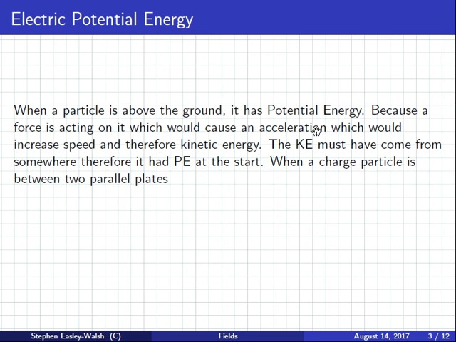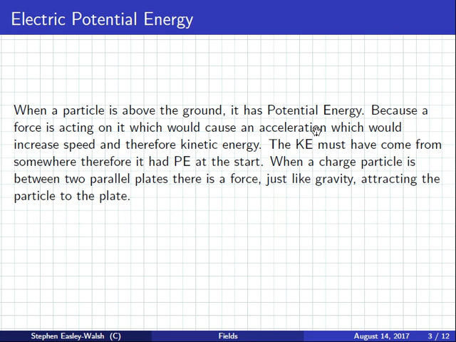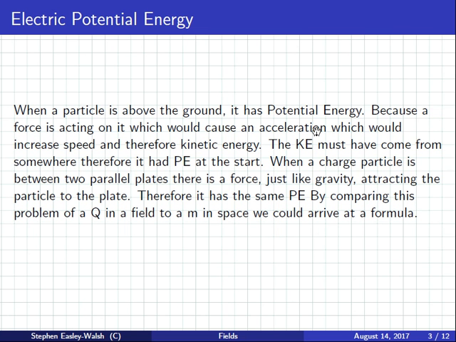Now, when a charged particle is between two plates, remember we did these examples, the particle moves. So there's a force, which means, like gravity, there's an acceleration. So therefore there must be a potential energy as well, caused by the two plates. By comparing this problem of a Q in a field to an M in a space, we could arrive at a formula. Let's have a look.